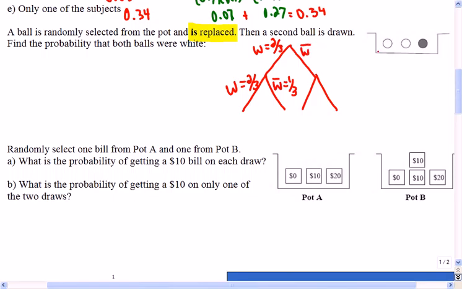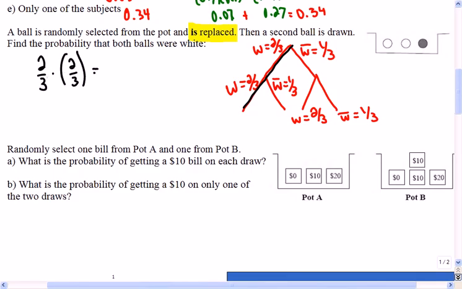Okay, we draw it out. There's 1 out of 3 which are not white, and again here there's 2 out of 3 which are white, and 1 out of 3 that are not white. So find the probability that both balls were white. That means we'd have to go down this branch of the tree. So it would be 2/3 times 2/3. So that'll be 4 out of 9, or about 44%.